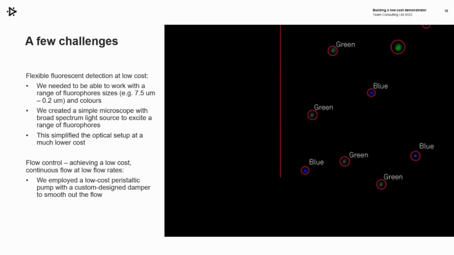Achieving the fluid flow control proved more challenging than we expected, and in this case we had a low cost peristaltic pump, but it wanted to ideally flow at much higher flow rates than we wanted, and the pulsatile nature of that pump was less desirable when we actually came to looking at the particles. So we designed a small little damper to smooth out the flow, and that worked out really well.